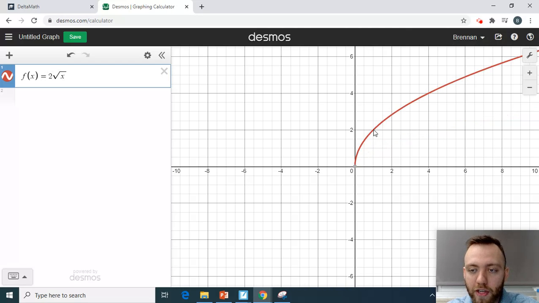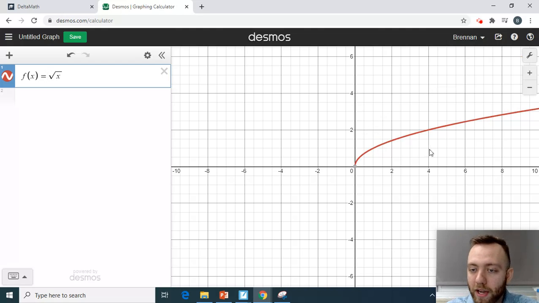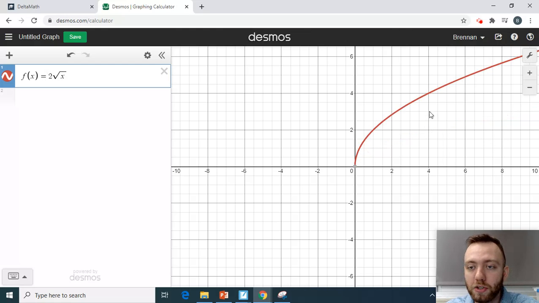And sure enough, it does, right? And the same thing happened down here, right? Where the output was 2, I'm saying, hey, just multiply that output by 2. And now it's at 4, right? So that's all that does, right? You're just multiplying the y value.